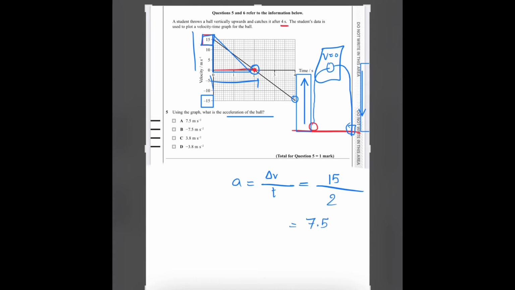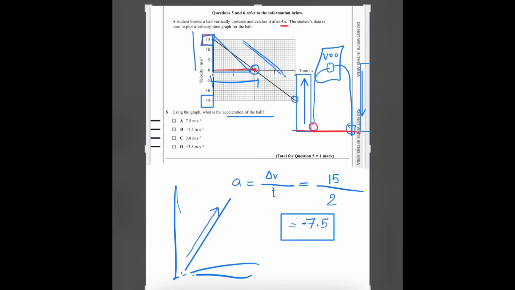So the gradient is 7.5, but what we have to know is the graph is moving downwards, so it has a negative gradient, so the sign would be negative 7.5. It would have been 7.5 if the line went upwards. At that moment the gradient would have been positive, but in this case the gradient is negative, so the answer to this question is B.